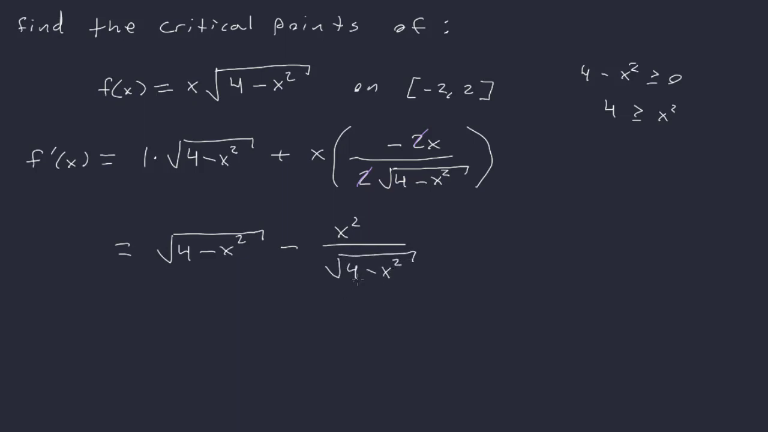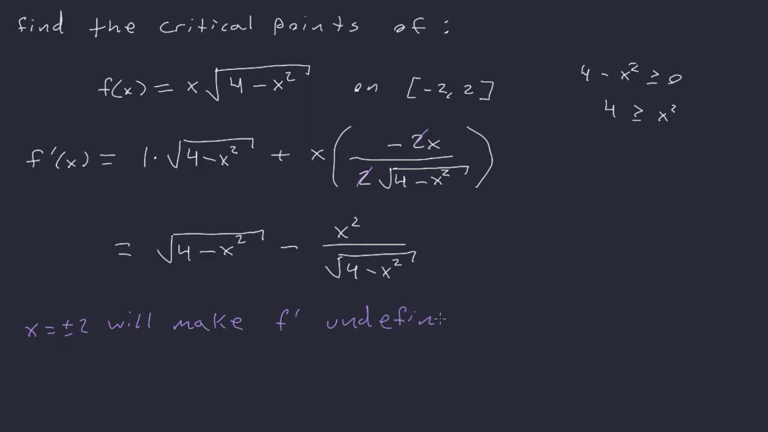Now, one thing to keep in mind is that negative 2 and 2 are not allowed here. However, those are not in the interior. They're the endpoints. So one thing to keep in mind is that here x equals plus or minus 2 will make f prime undefined.